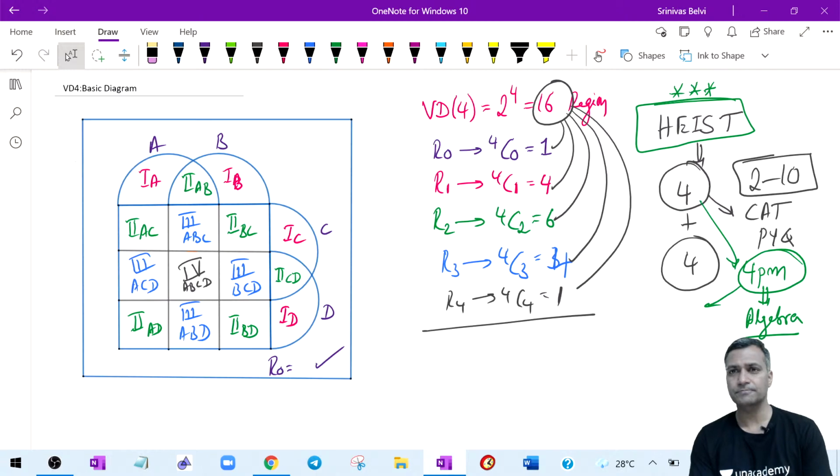Shall we try this? Okay, all right. After this, do the CAT sets which came in CAT 2020. In the CAT 2020 paper, you have two sets, one in slot one and one in slot three. Do that, it becomes a fantastic practice.